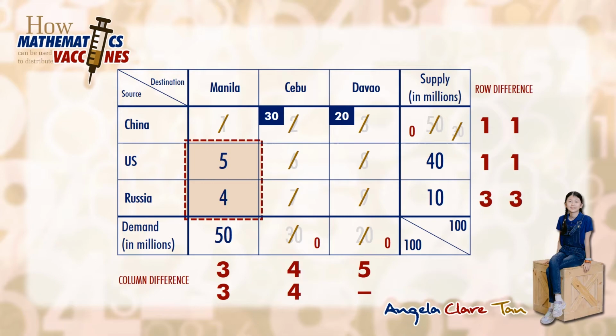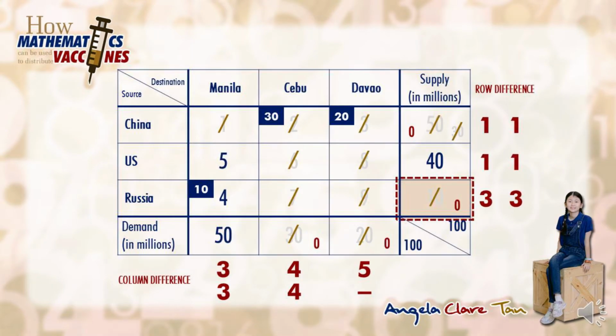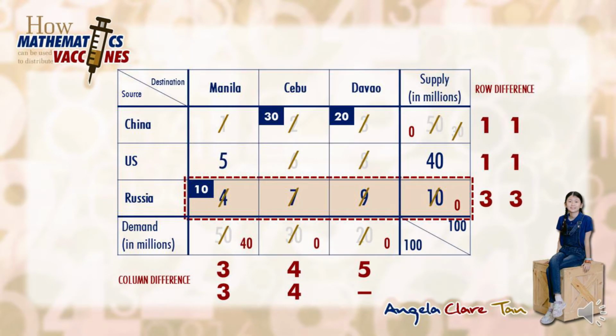Select the cell with the least cost and allocate the value. 4 is the least cost. Compare demand and supply. Demand is 50, supply is 10. 10 is smaller than 50, so we allocate 10. 10 minus 10 equals 0. 50 minus 10 equals 40. Since supply of 10 is already 0, we can cancel that row.